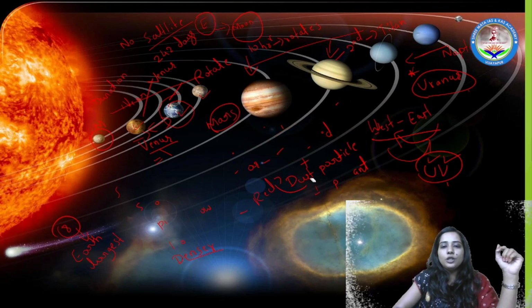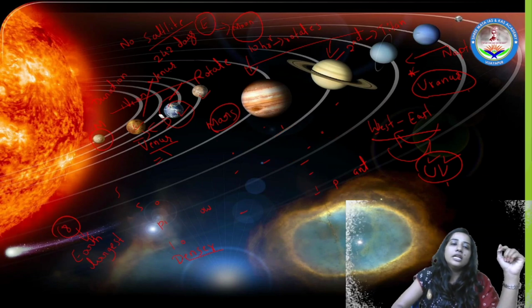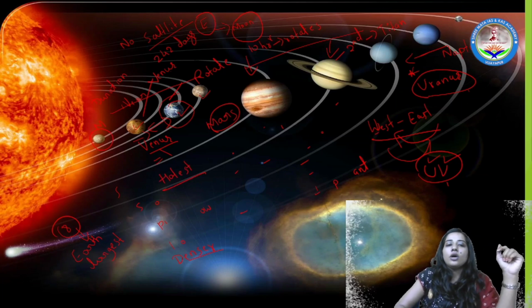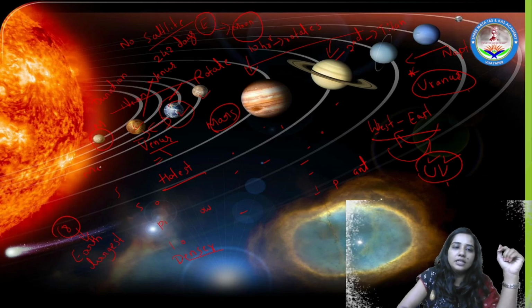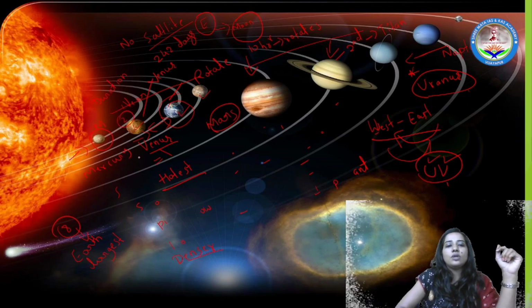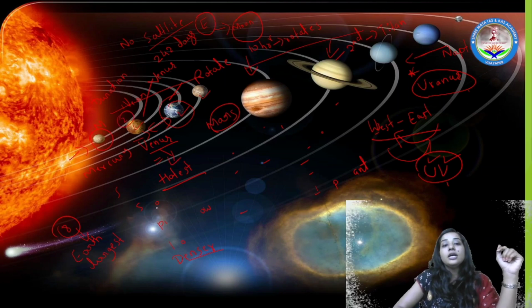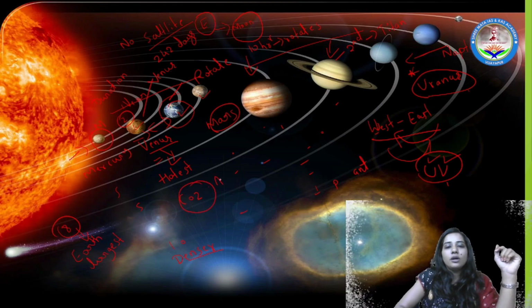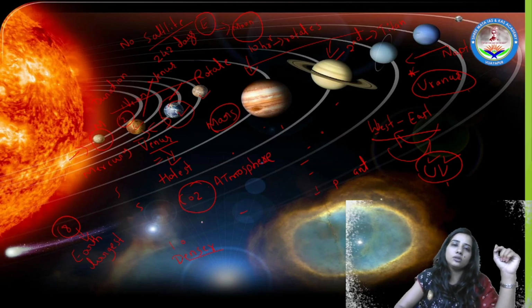Okay? Another feature regarding the planet Venus is that it is the hottest planet in the solar system. Even though Mercury is the nearer planet to the Sun, still the second planet of the solar system, Venus, is the hottest planet. Why do we call it the hottest planet? Because it contains more carbon dioxide in its atmosphere. Since the maximum content gas in the atmosphere is carbon dioxide, it is the hottest planet.